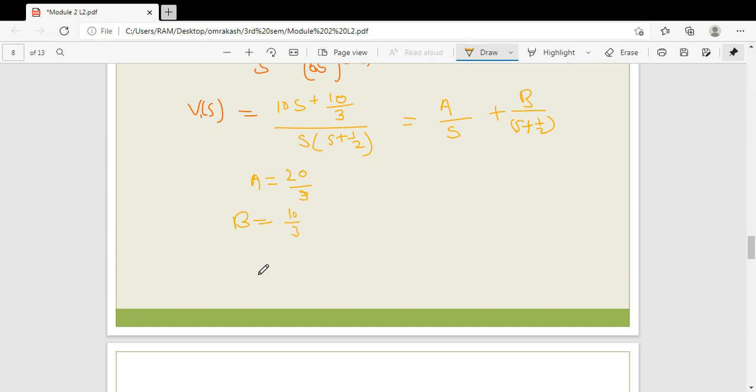And when you put this value in this V1 of S, what will be the value of V1 of S here? Put that value in this. So you will get 20 by 3, in the denominator S will come, right? Plus what is the value of B? 10 by 3. So 10 by 3 over S plus 1 by 2.